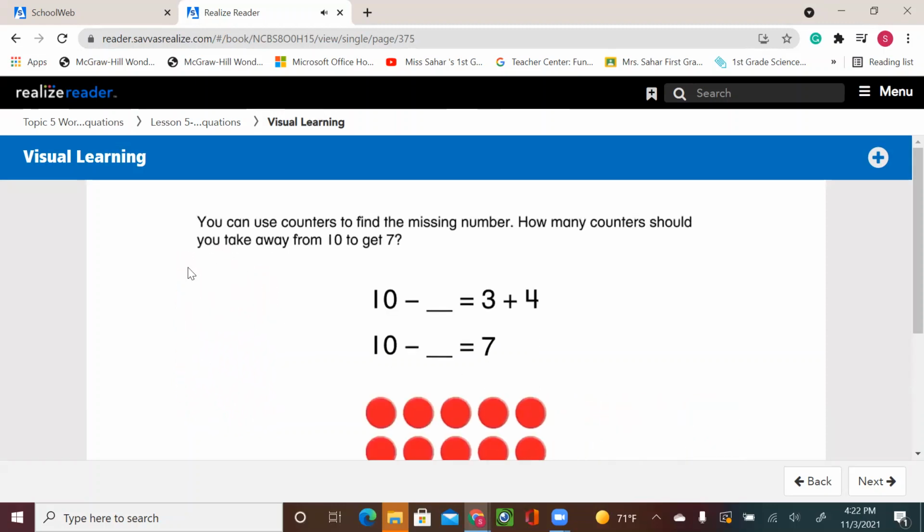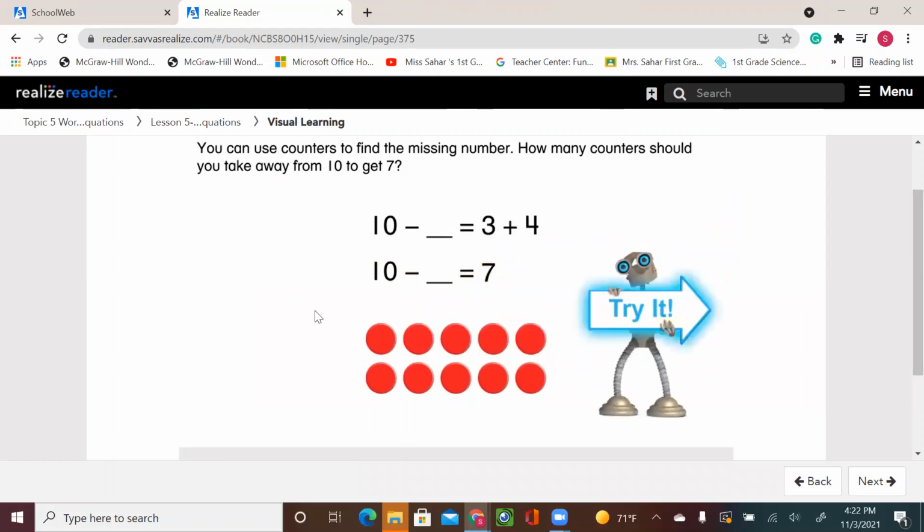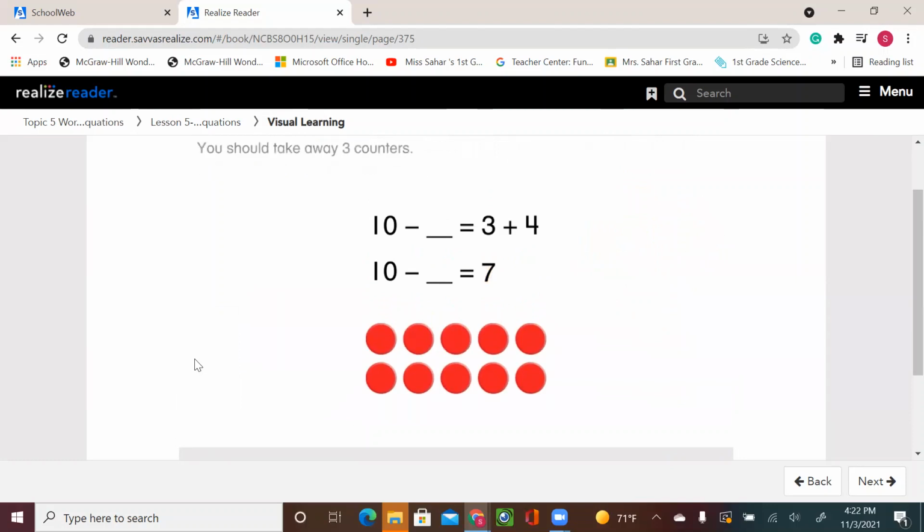You can use counters to find the missing number. How many counters should you take away from 10 to get 7? So we need to have 7. That means I need to take away 3. So 10 minus, or take away, 3 equals 7. You should take away 3 counters.